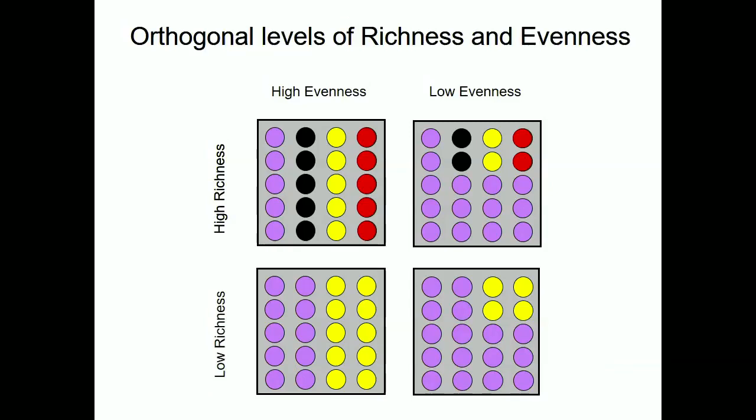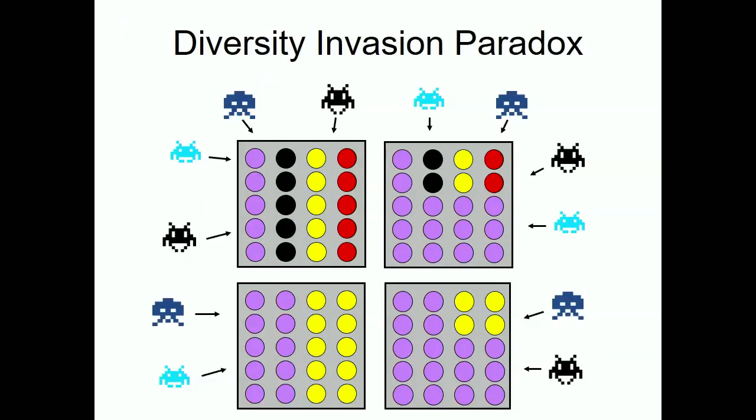So this is the design that we used to test for invasion. So you have these communities like this, and you add invaders from space or elsewhere, and then you see in which community they will thrive.